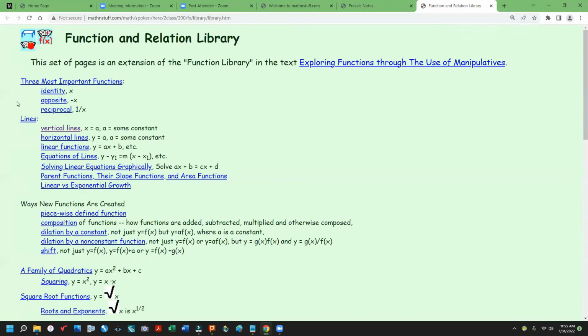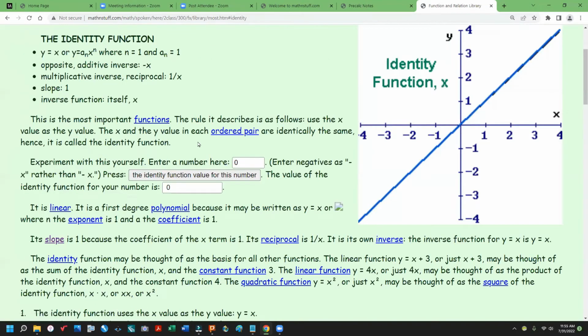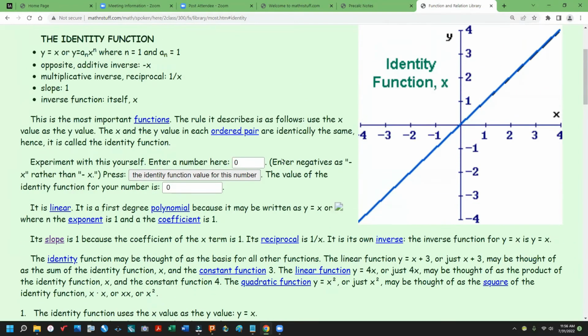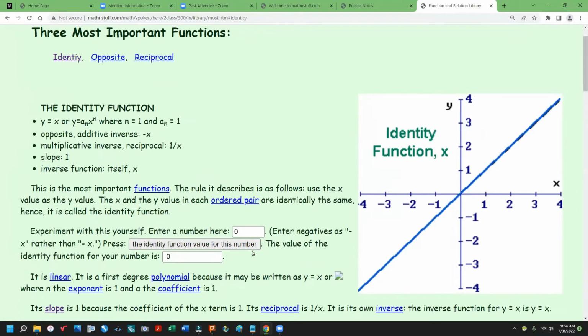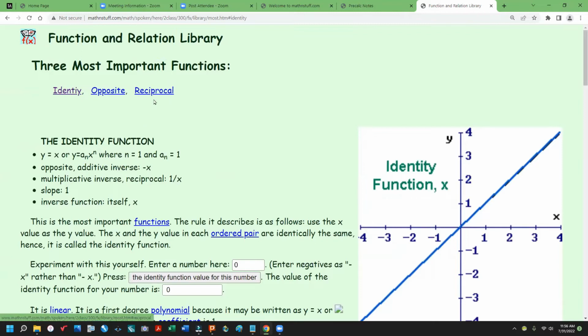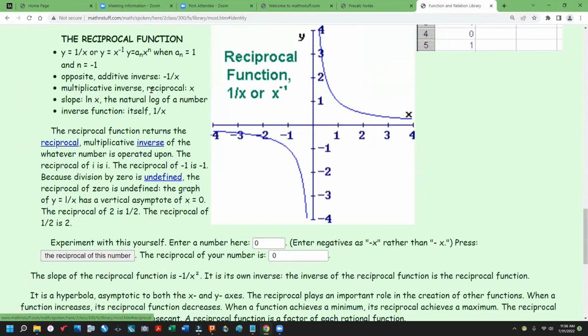And it goes through the same things, identity, opposite, reciprocal, but it takes a lot more time to go through it. It's more a teaching guide for an individual than an instant reference you would find in the back of the book. Here's the identity, here's the opposite. Let's do the reciprocal. That's a little more interesting.